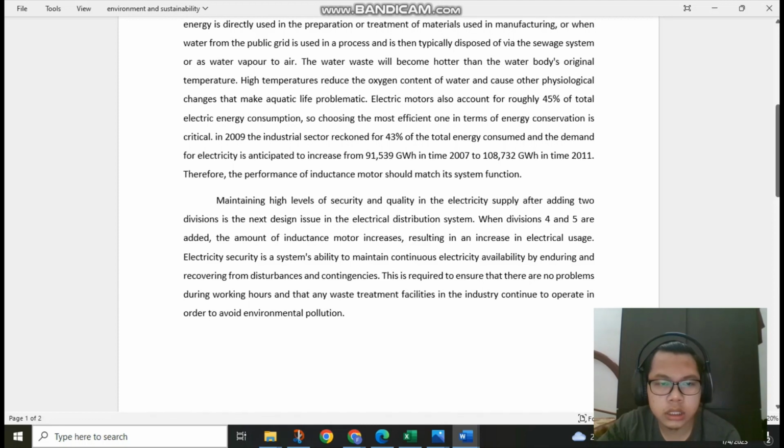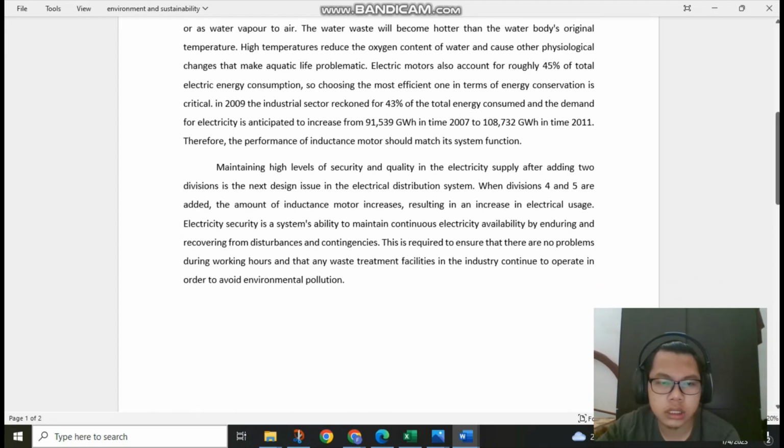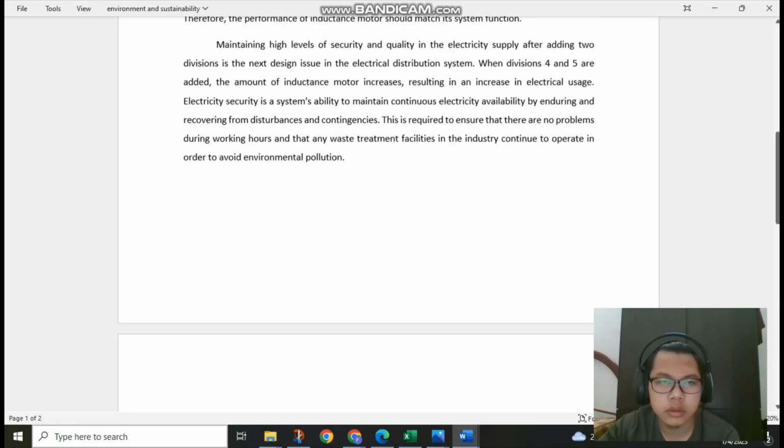Another design issue in the electrical distribution system is to maintain the high level of stability and quality in the electricity supply after adding two divisions, which are division 4 and 5. After adding the divisions, the amount of induction motors increased, resulting in increasing electrical usage. So electricity security is used to maintain continuous electricity availability by enduring and recovering from disturbances and contingencies. This system is required to ensure that there are no problems during working hours, and any waste removal facility can continue to operate to avoid any risk of environmental pollution.